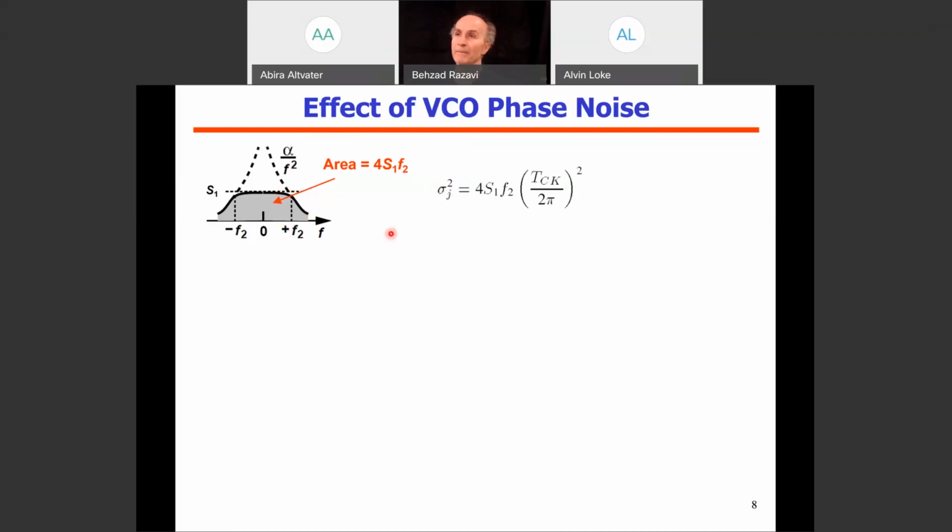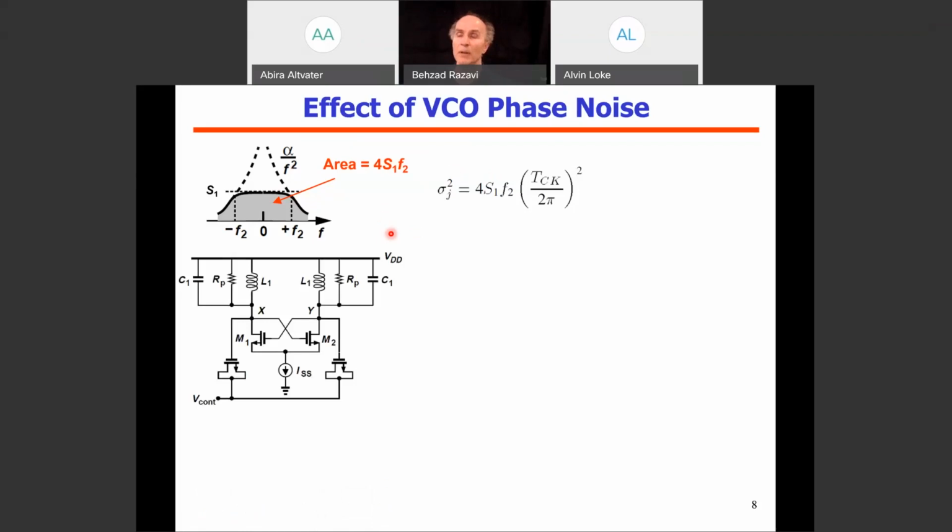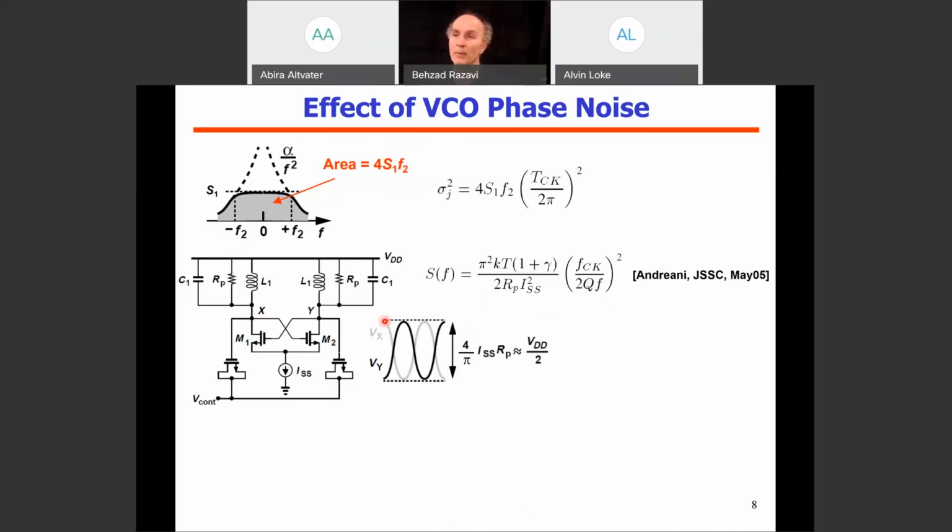So let's pick an oscillator, our standard LC topology, and let's assume that we have only white noise from M1, M2, and the tanks, and no noise from the tail current, and no flicker noise. Under these conditions, we can derive an expression for the phase noise given in this paper. And now I'm going to make one more assumption. The assumption is that the single-ended peak-to-peak swings at X and Y are approximately VDD over 2.